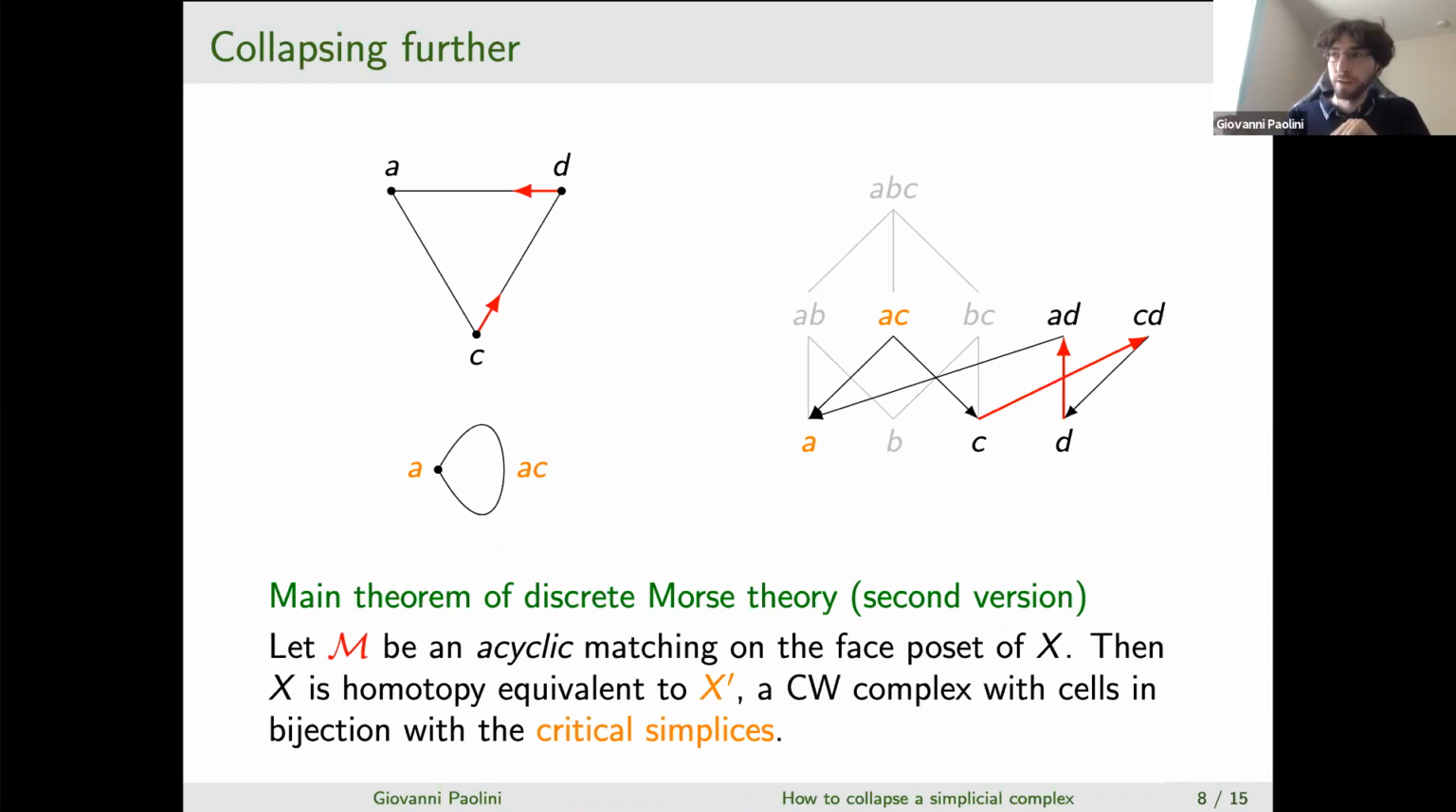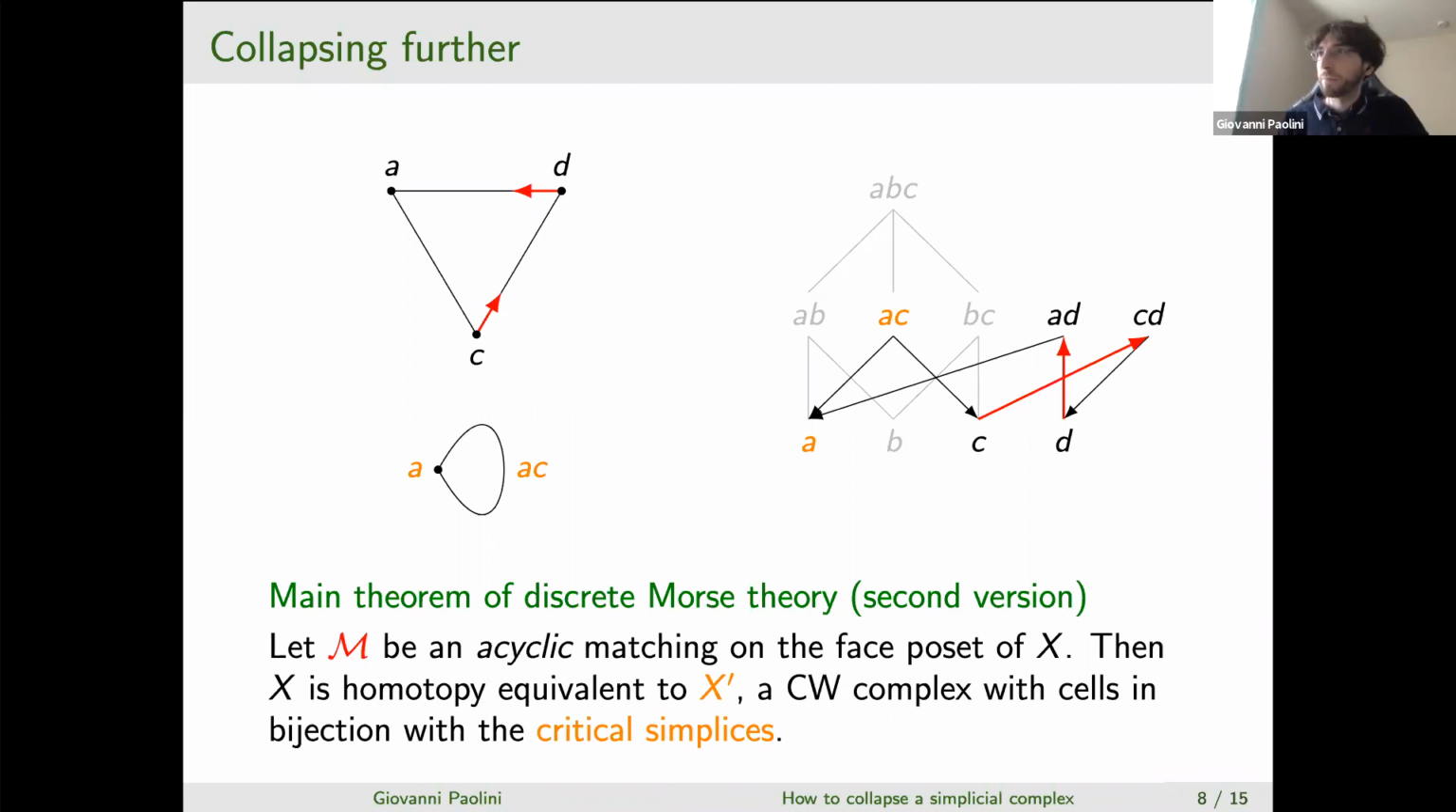But the cells of this new complex X prime are in natural bijection with the critical simplices from our complex. So there is a bijection, but the attaching maps are less explicit than before, because here you cannot easily read everything from the combinatorics of the critical simplices anymore. But still, it can be useful.